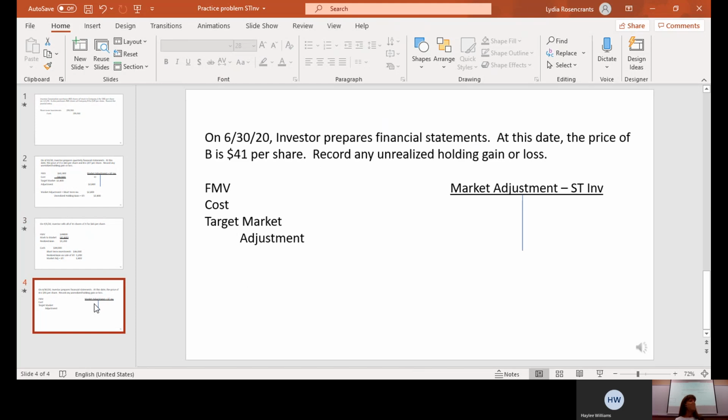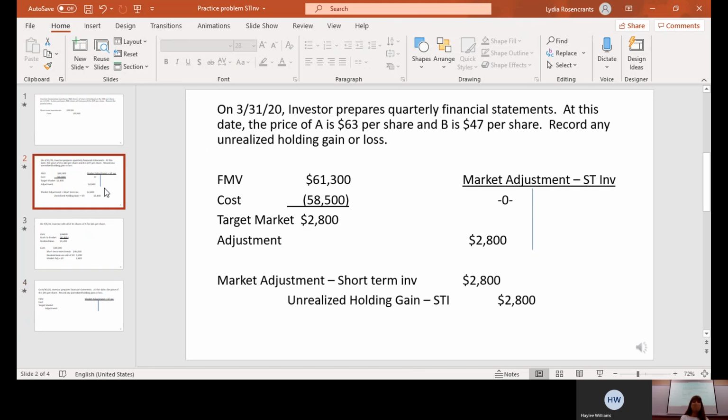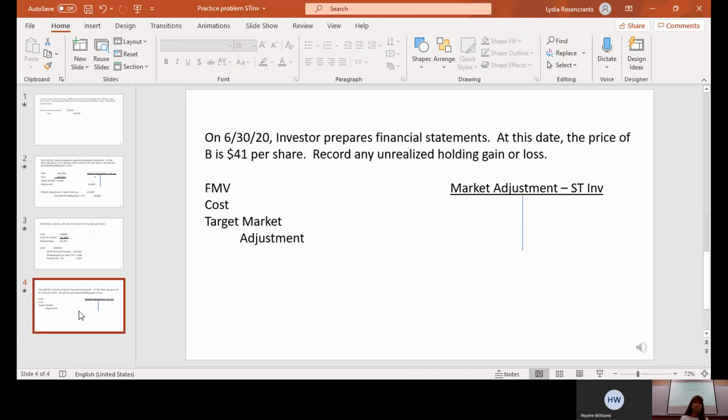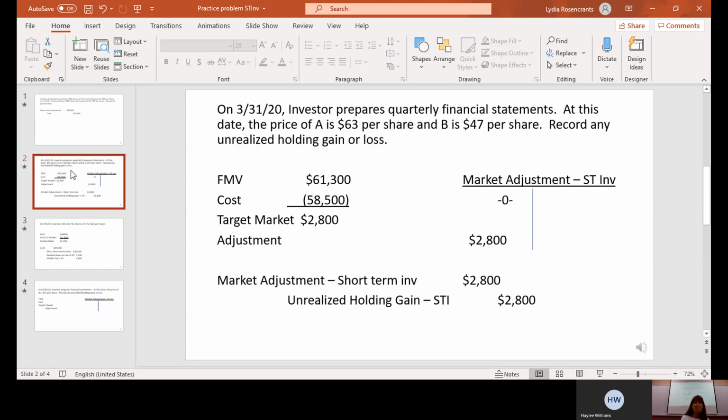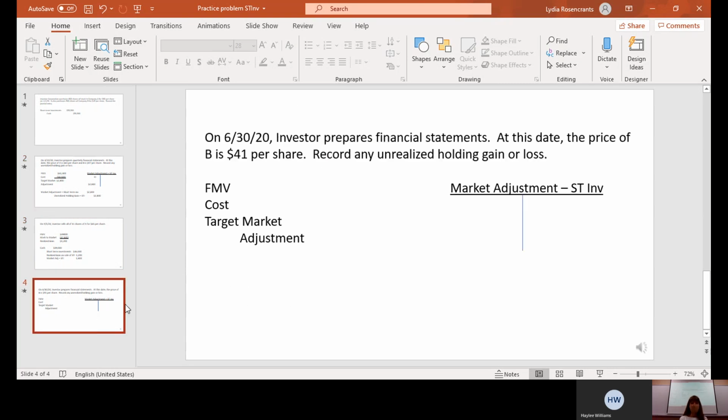So now it's June 30th and they're preparing quarterly statements again. And now the only one they own is B. Okay. So now we're going to do the same process that we just did, that we did here. We're going to do the exact same process here. So the nice thing is that once you understand how to do it, it doesn't change. Sales will always be done this way. Revaluations will always be done this way. Okay, so that does make things a little bit easier.